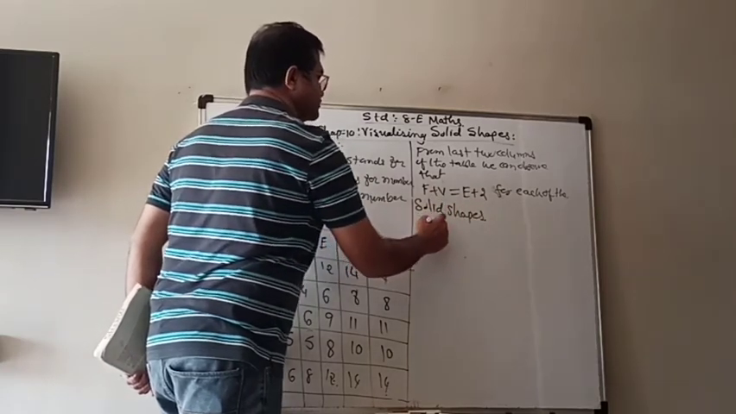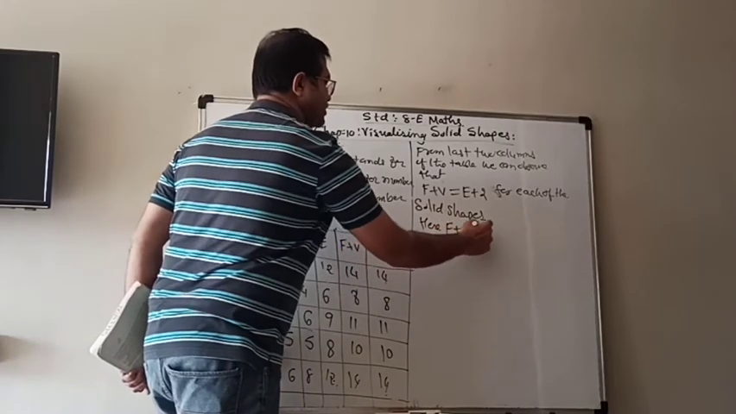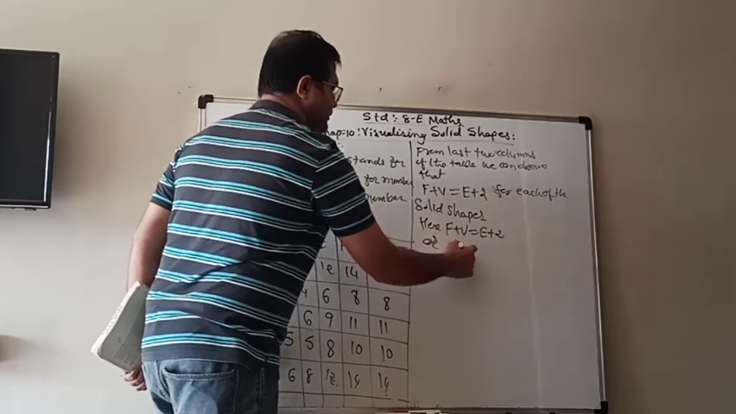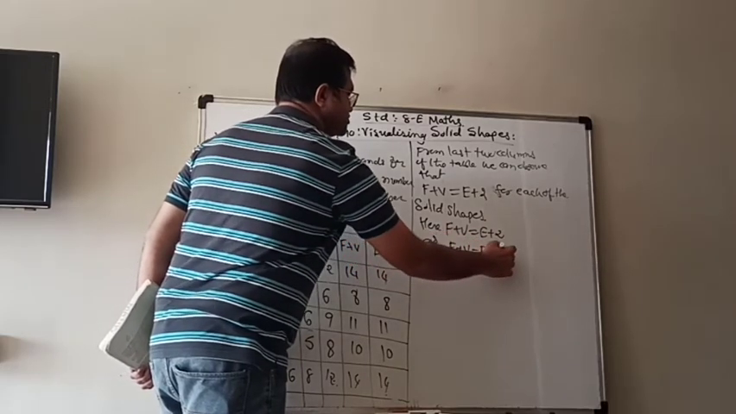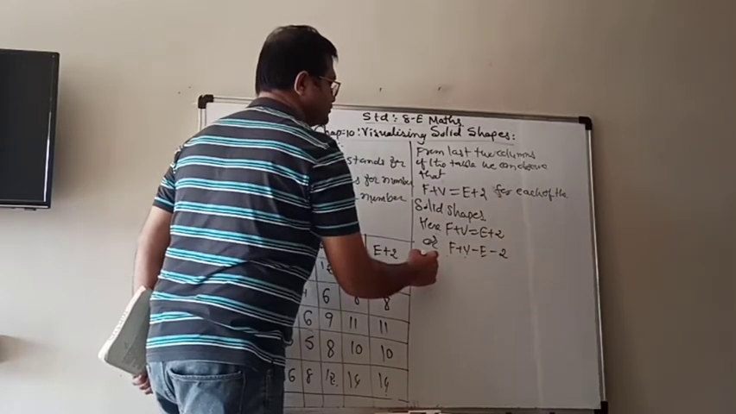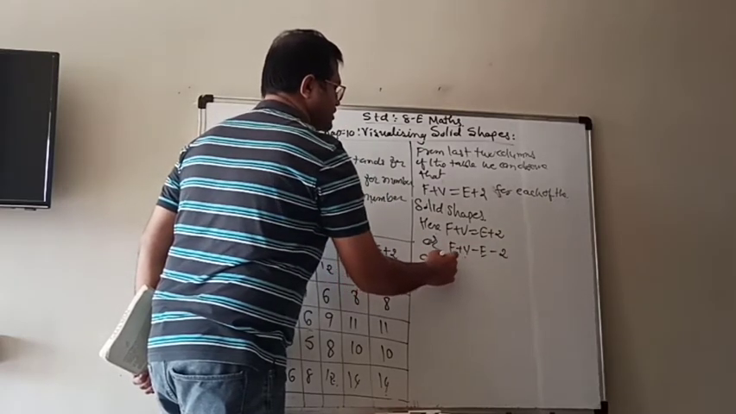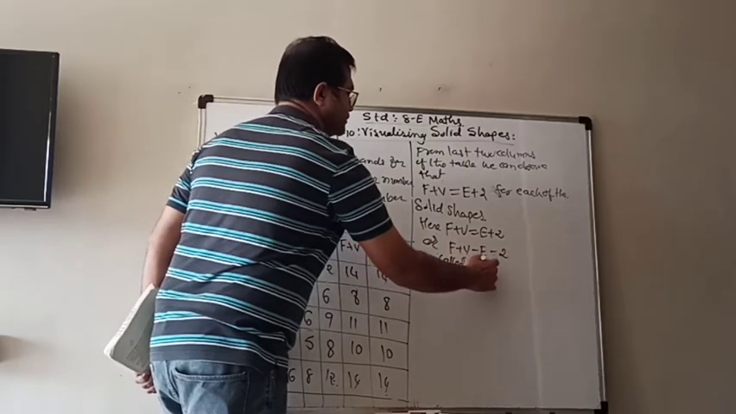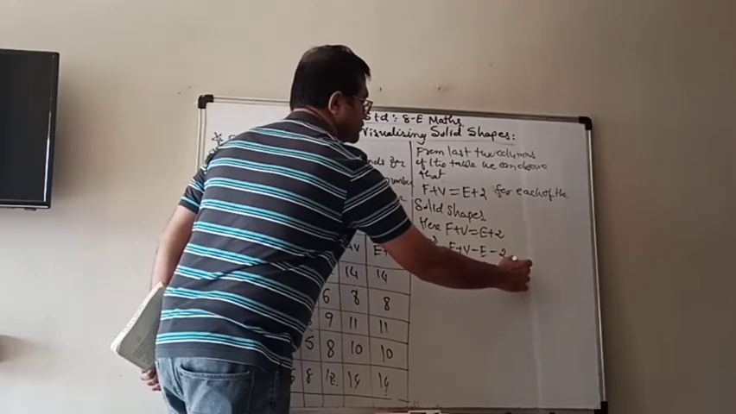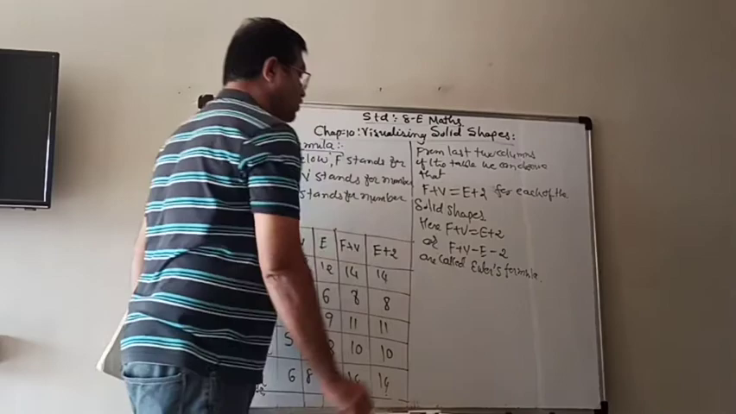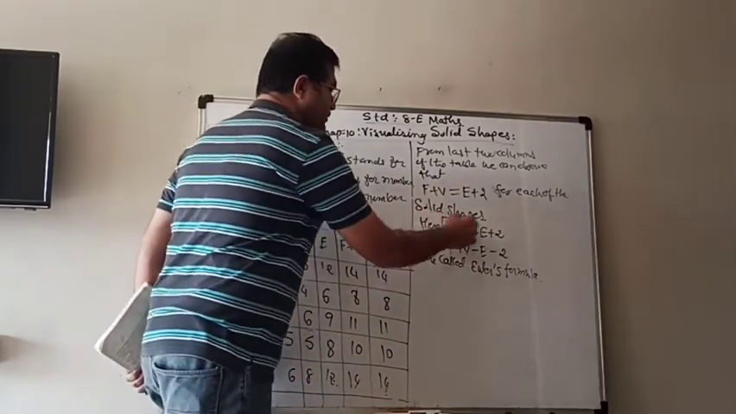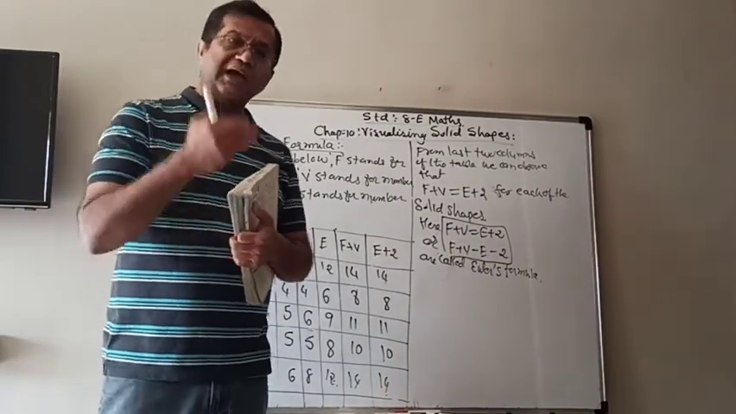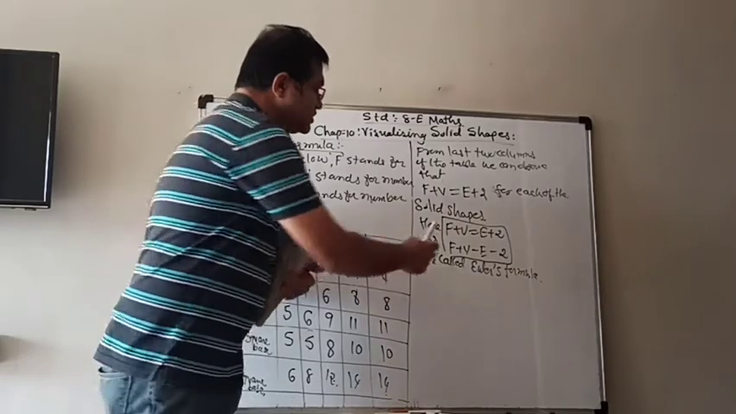So here F plus V equals E plus 2, or you can take E this side, then F plus V minus E is equal to 2. These are called Euler's formula. So you can choose any of the relations: F plus V is equal to E plus 2, or F plus V minus E equals 2.